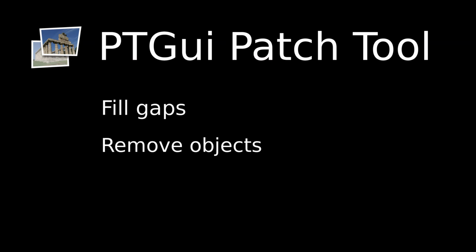Hi, in this video, I will show you how to use the patch tool in PTGui Pro. The patch tool can be used to fill gaps in the panorama in case there's a part of the panorama that is not covered by any source image. And also, you can use it to remove unwanted objects, for example, the tripod.